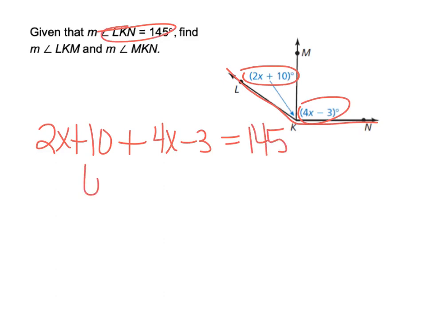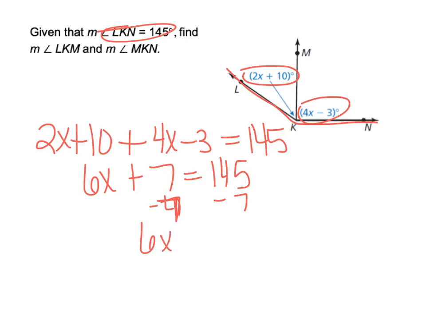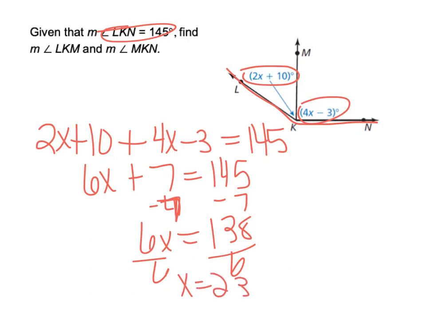If we solve that just using our regular algebra rules, we can combine our like terms. And we get 6x plus 7 equals 145. If we subtract 7 from both sides, we get 6x equals 138. If we divide both sides by 6, we get 23. So x equals 23. But it's asking what are the measures of the angles. So we need to take x out and put 23 in its place.